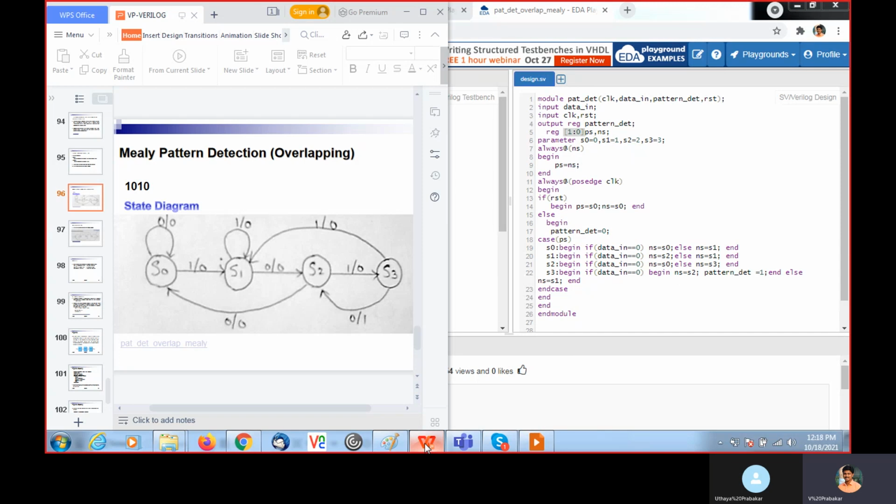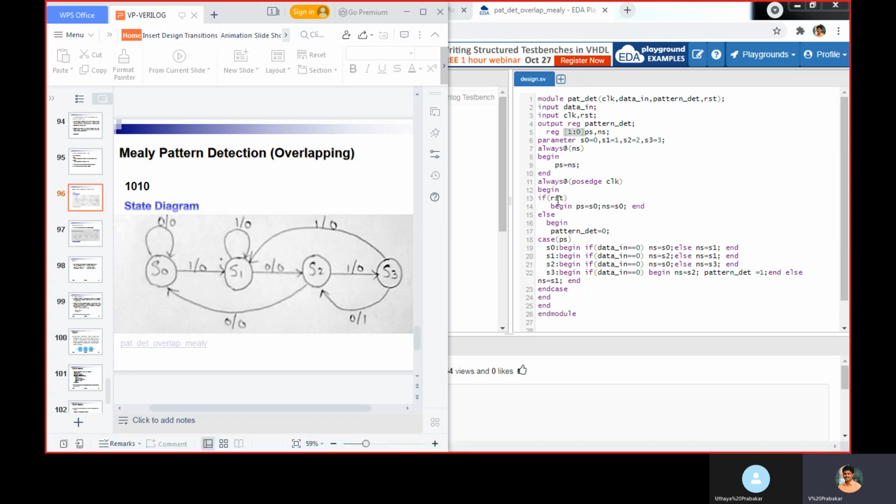Then here at line number 11, at the positive edge of clock, we are checking reset. If reset is 1, the present state and next state will point to the S0 state, the initial state. Pattern detect is 0, output is 0 here. And in the case statement, we are checking the present state. If present state is S0, we are checking the data in input. If data in equal to 0, what is the next state? Next state is also S0, so NS equal to S0. Else, that means data in is 1, we need to move to S1, so NS equal to S1.